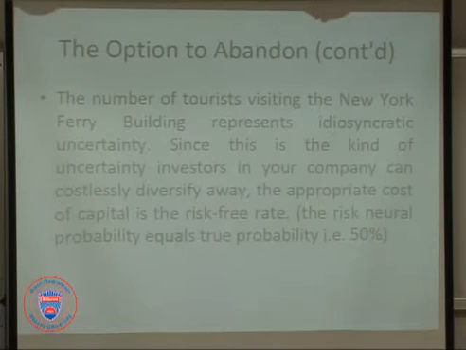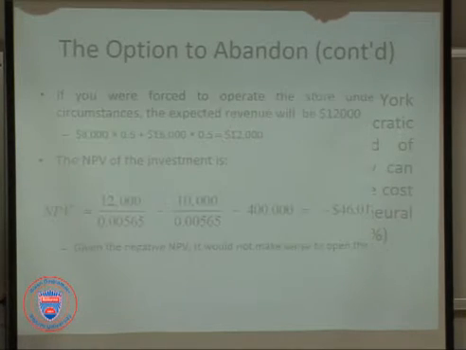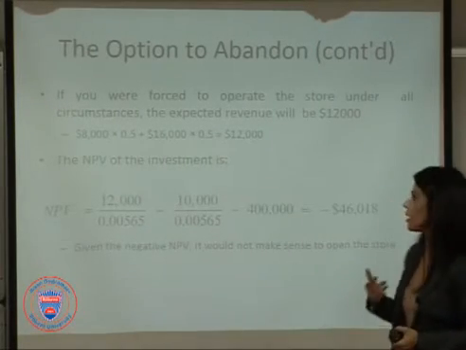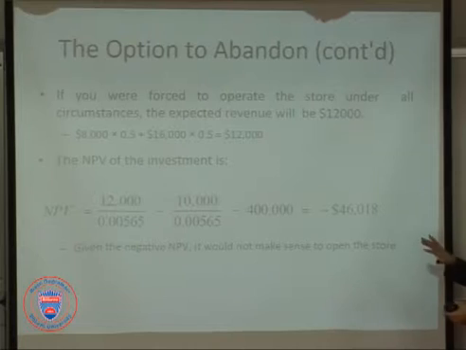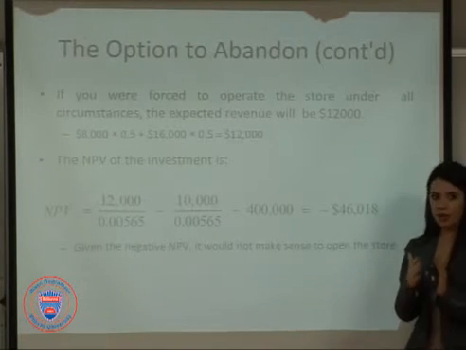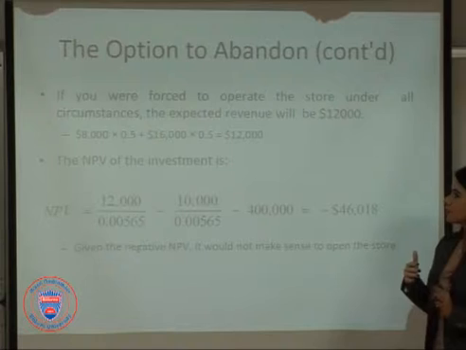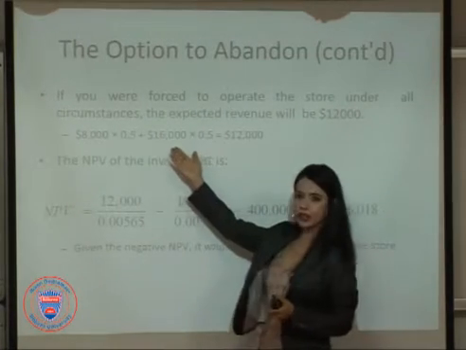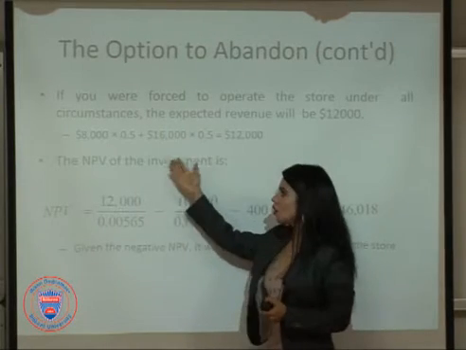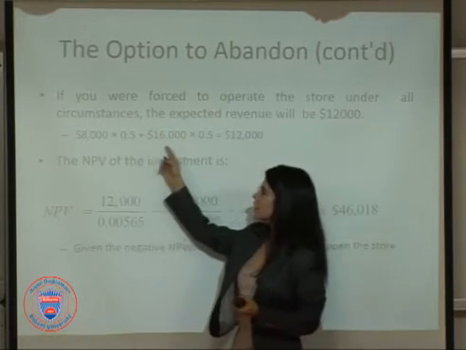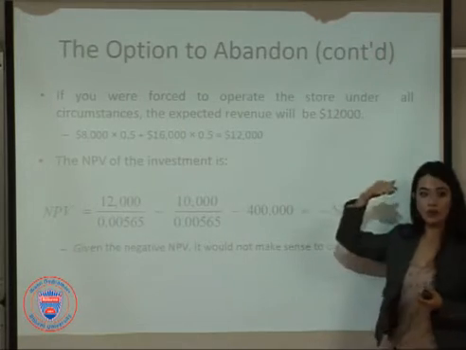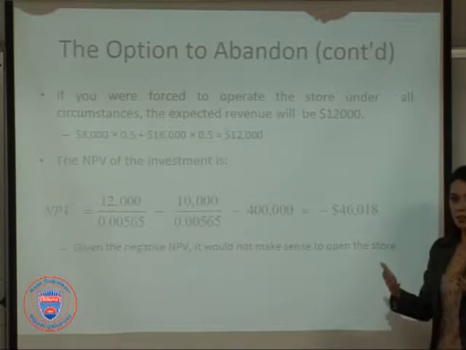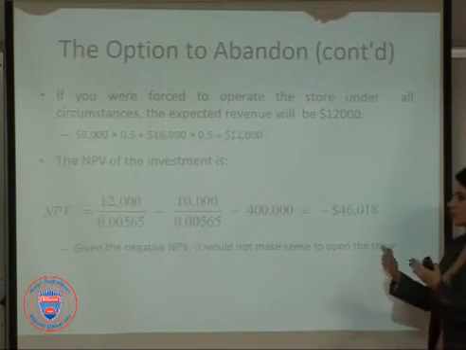Okay. So what am I going to do? I'm going to calculate the value of this investment, basically. The idea is the same. So basically, if you open the store today, you're making the decision today, there are two possibilities. It can be a tourist attraction with 50% chance, or it will not be a tourist attraction. So in that case, your expected revenue will be $12,000 a month. Okay, just expected profit per month in those two cases.